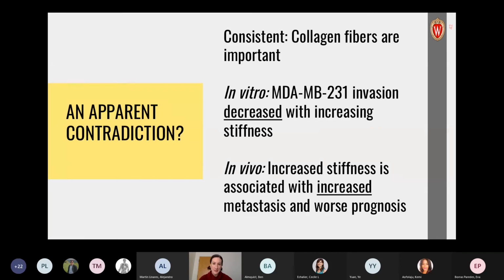Okay, so here's where we get into our problem, though. What's consistent is that collagen fibers are important for both in vitro and in vivo. What's not consistent is that when we did our in vitro model, we got decreasing invasion with increasing stiffness. But in vivo, it's the opposite. When you have increased stiffness, you actually get increased invasion. So we thought, is this just a terrible model, or is there something else going on? And you cross your fingers for the second option there.